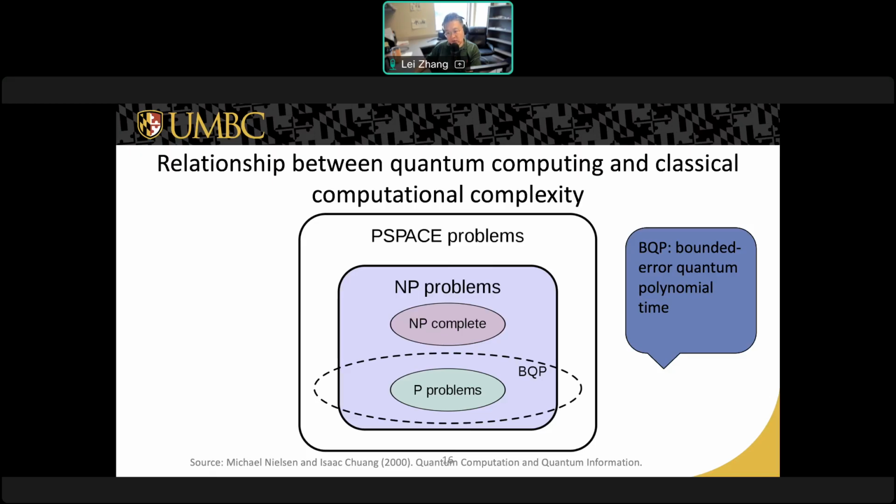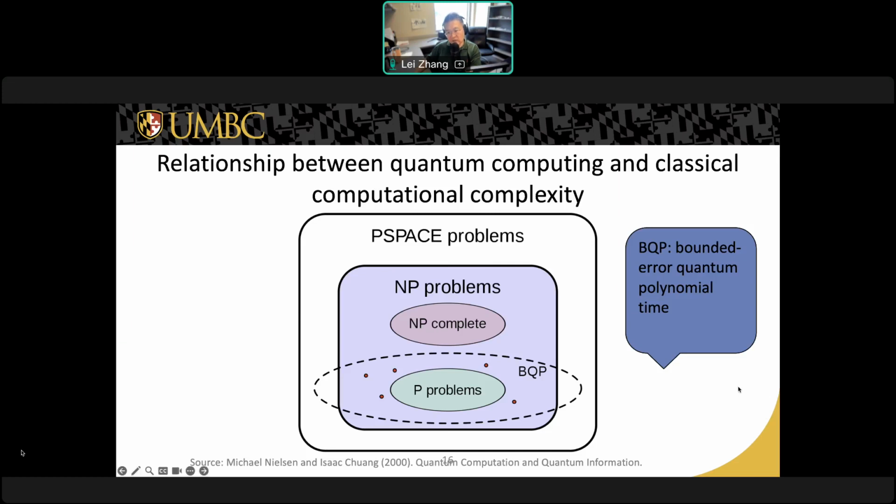That's bounded-error quantum polynomial time. As you can see from the slides, the right dots are some problems falling into NP, which means they are very hard for classical computers to solve. However, they are also BQP problems. And that means using a full-power quantum computer, you can solve those problems in polynomial time.